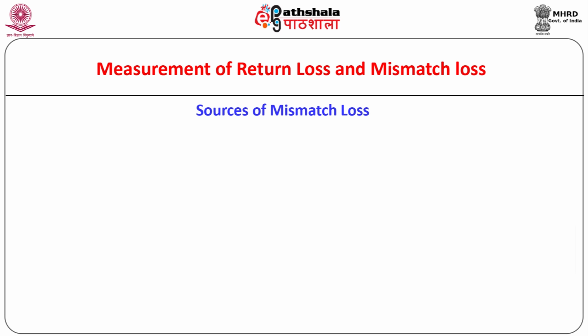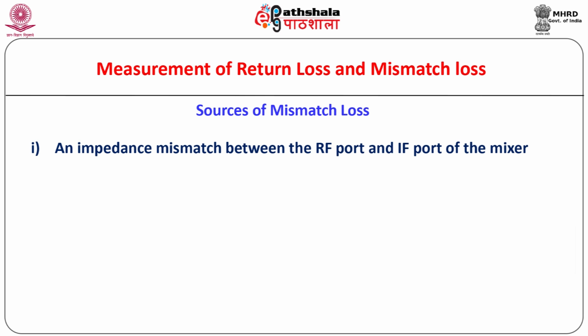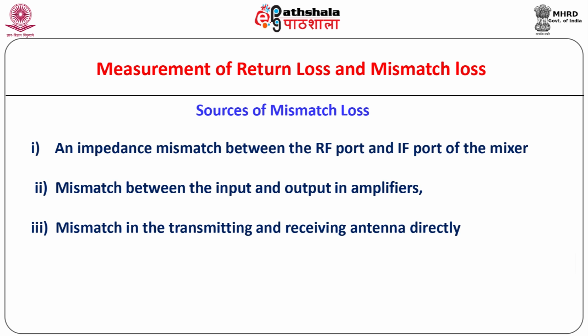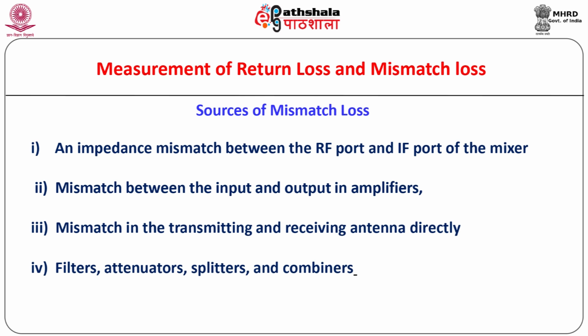We are discussing the mismatch loss. Why and where does mismatch loss occur? What are the sources of mismatch loss? The answer is simple. Any constituent part of the transmission line having input and output can be a source contributing to overall mismatch loss. An impedance mismatch between the RF port and IF port of the mixer, mismatch between the input and output in an amplifier, and mismatch in the transmitting and receiving antenna are some of the examples which suffer a mismatch loss. Filters, attenuators, splitters and combiners are some more examples which are responsible for generating mismatch loss.